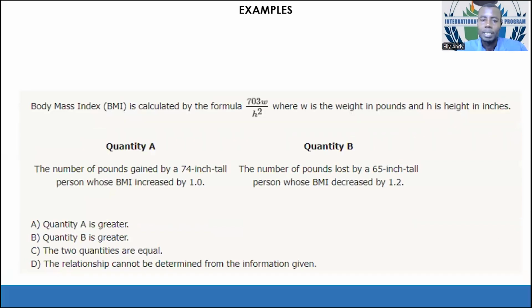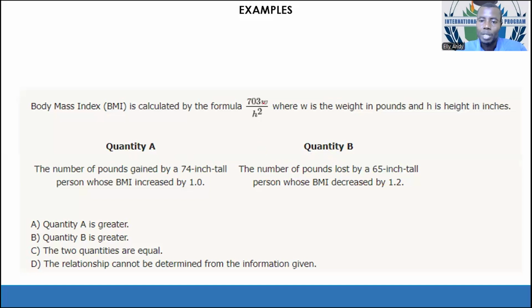Now let's look at our last example. Another quantitative comparison question. Body mass index, BMI, is calculated by the formula, that one, where W is the weight in pounds and H is the height in inches. So we have quantity A as the number of pounds gained by a 74-inch tall person whose BMI increased by 1. And we have quantity B, the number of pounds lost by a 65-inch tall person whose BMI decreased by 1.2. So we are comparing weights.